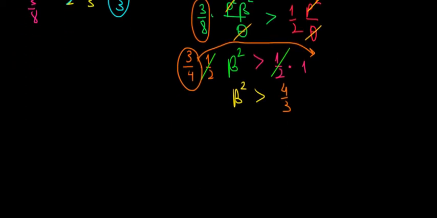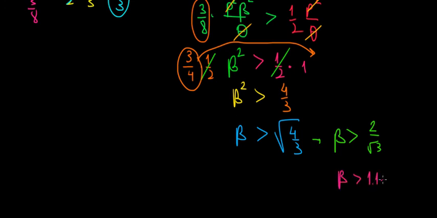Actually, let me just write it like that. Beta is greater than square root of 4 over 3, right? Square root of 4 divided by 3. So beta is greater than square root of 4, that's 2, divided by square root of 3. 2 divided by square root of 3 is equal to 1.15. So beta must be greater than 1.15.